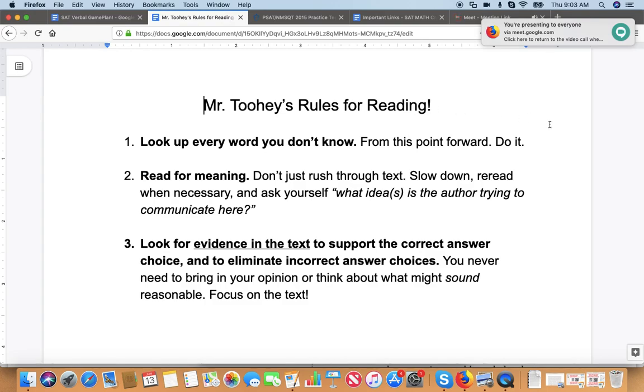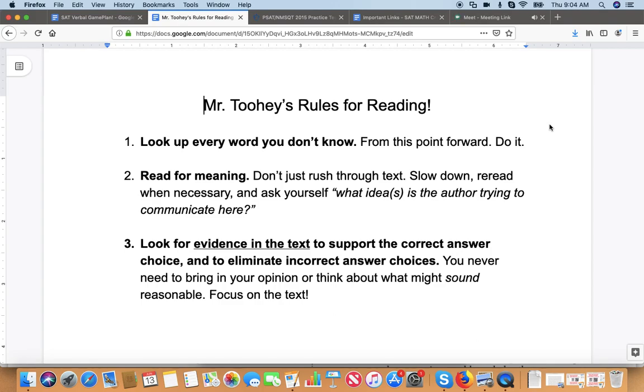And Irene, if you will read, we focused on in the first day on rules number 1 and 2, looking up every word you don't know to boost your vocab. And then that approach to the text I described as reading for meaning, right? Stopping, slowing down, making sure you're chewing on the ideas and fully appreciating what the author's trying to communicate. And today we're going to focus mostly on rule number 3. So go ahead and read rule number 3 for me, please, Irene.